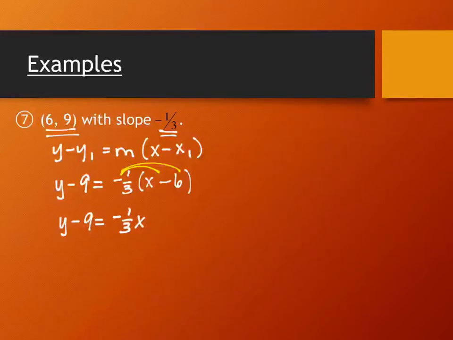And then I have negative 1/3 times negative 6. What's that give me? First, does it give me a negative or positive? Let's start there. A positive. And then what's 1/3 times 6? 6/3 or 2. 6/3 or 2, right. So this one's a 2. And then what would be my last step to solving this for y? Yeah, adding my 9 to the other side. So I have y equals negative 1/3 x plus 11.